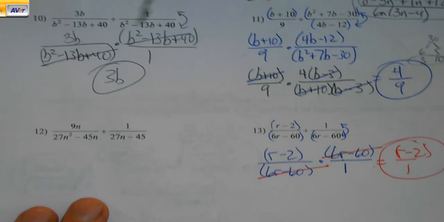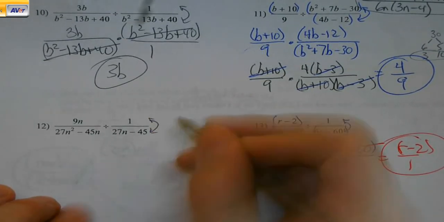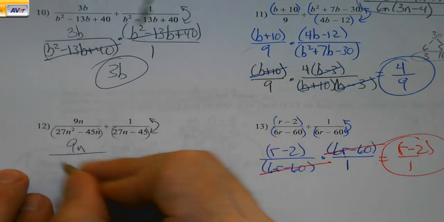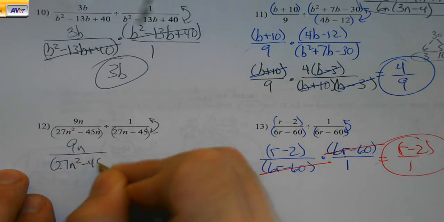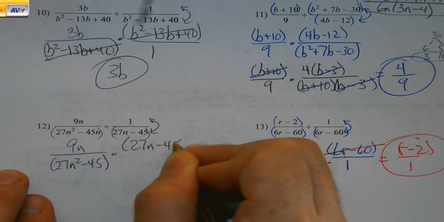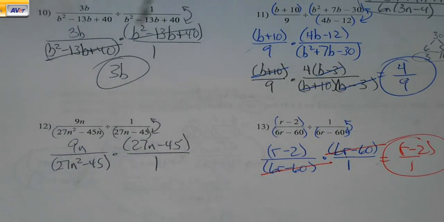But here's where we can't take that to an extreme. Number 12. And people will do this. And I'm even talking about it right now, and people will still do it when we get to the summative. For some reason, people will see the numbers 27 and 45 and assume these are the same and zap them. But they're not. This has n squared and this doesn't.